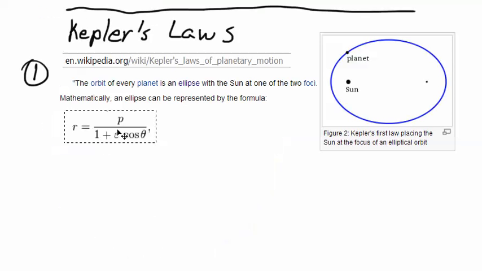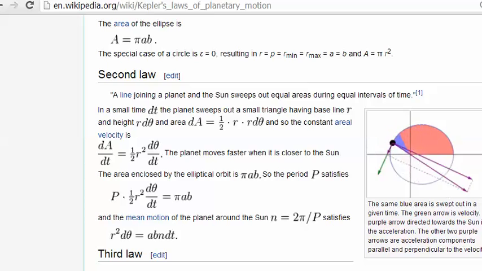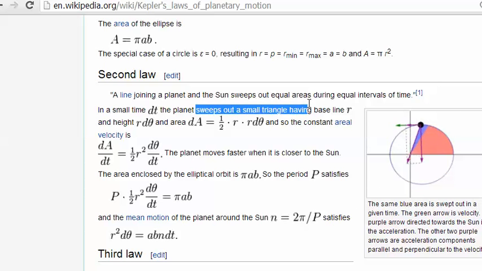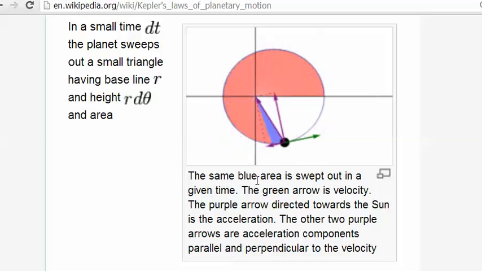So that's Kepler's first law, that the orbit of every planet is an ellipse, with the Sun at one of the foci. Let's move on to Kepler's second law of motion. You can see this video shows it: as the planet orbits the sun, it sweeps out a small triangle so that basically it sweeps out equal areas in equal time. In this video it says the same blue area is swept out in a given time.